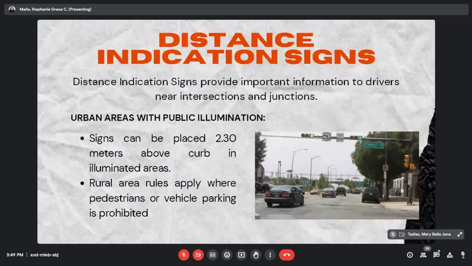In urban areas with public illumination, the signs can be placed at 2.30 meters above the top of the curb. Where pedestrians or parking of vehicles is not allowed, the rural area rules are applicable. So basically, road distance indication signs are an integral part of the road infrastructure, providing crucial information to drivers about upcoming intersections and junctions. Their placement and design follow specific rules to ensure optimal visibility and driver awareness. By adhering to these guidelines, road authorities aim to enhance road safety and facilitate efficient traffic management. So next slide, please.